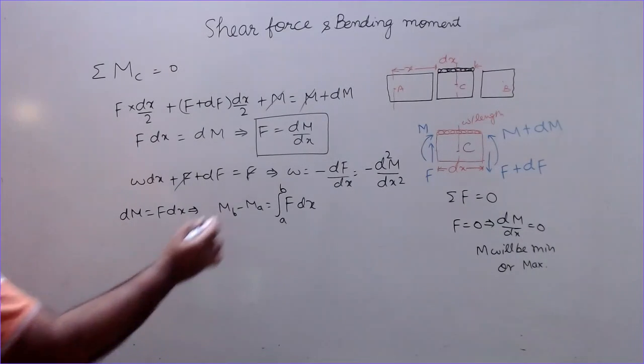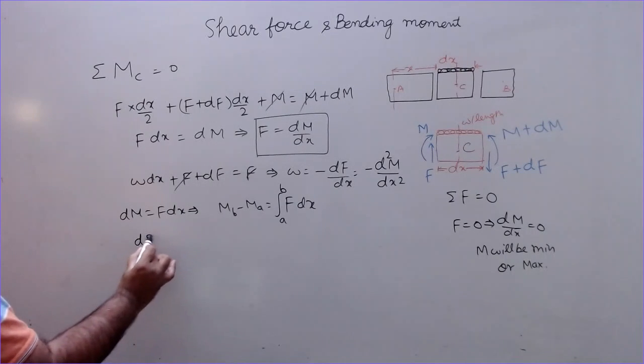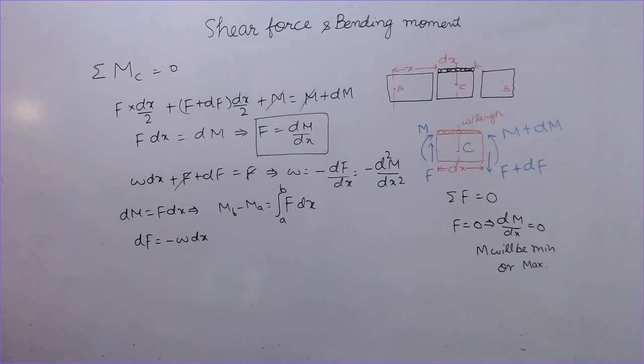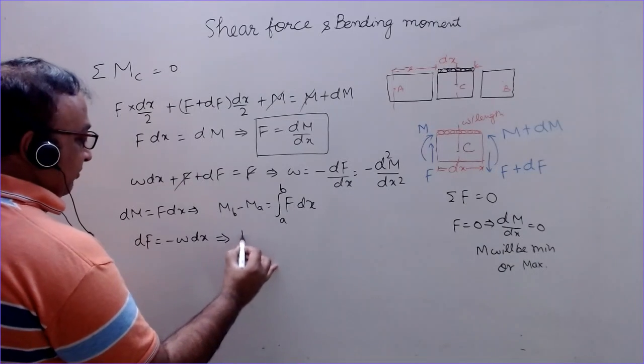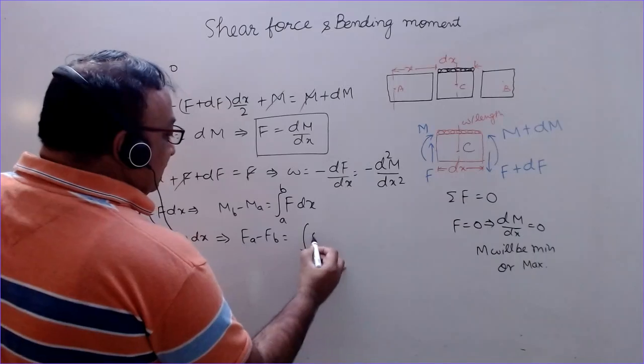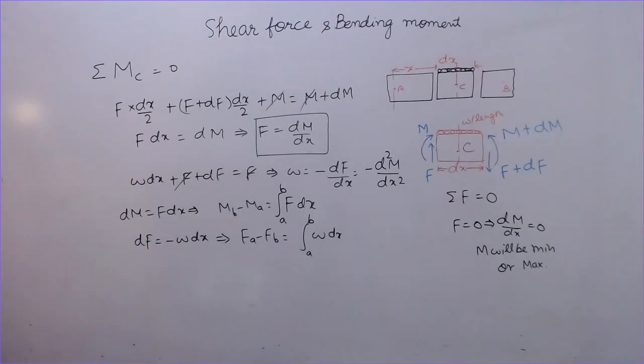Similarly, we can write from this relation dF is equal to minus w into dx. We can integrate this also, and for loading between two points A and B, FA minus FB is the integral of w dx from A to B. So the area under the load diagram, when we have uniformly distributed load w per unit length, will give you the change in the shear force between those two points.